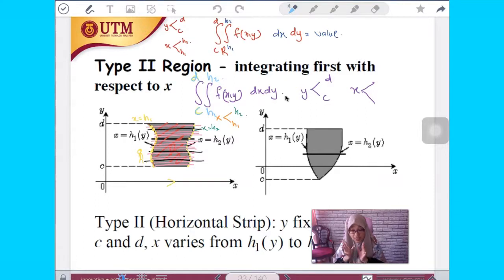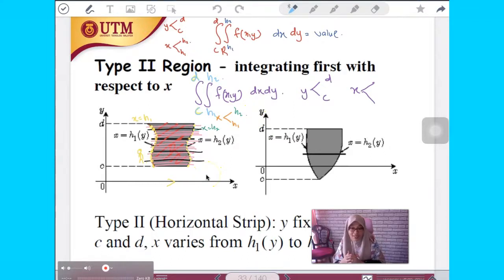So the objective of this lesson, double integral, is not only to test whether you know how to do this integration process. We also will test how you can determine the order, and how you can determine the limit based on the function given and also the information given. Okay, next I will show you some examples.